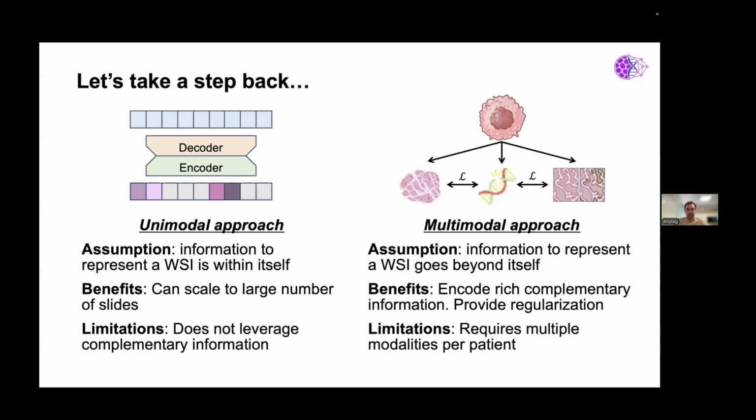However, the limitation is that it does not leverage any of the complementary information that you have available for this patient. Another approach is a multimodal approach. Here, you can take the histology image, you can take genomic samples, you can also take IHC samples. The assumption here is that information to represent a whole slide image goes beyond itself. The benefits is that you can encode very rich complementary information. And in a way, my hypothesis is that it also provides some sort of regularization and more stable training.